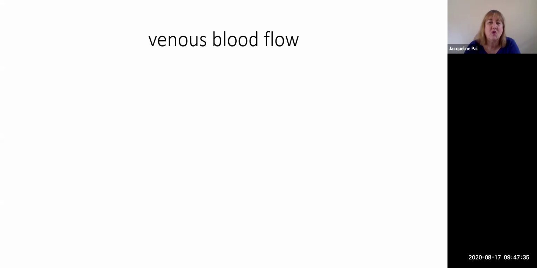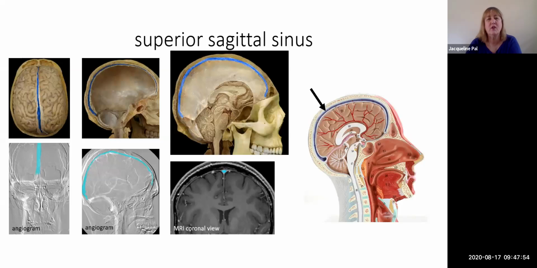Because where these are going to drain into are sinuses, which are places filled with venous blood that are between the two layers of the dura mater that you find in the skull. You don't find it in the spinal cord, but you find it in the skull. And so the largest one of these is known as the superior sagittal sinus.